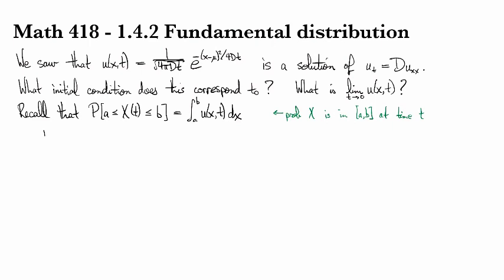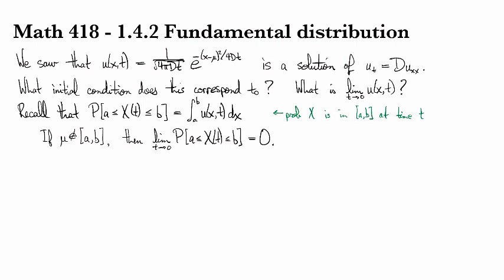So if we choose an interval so that the mean mu is not an element of that interval, so if b is less than mu or if a is greater than mu, then what happens is the limit as t goes to 0 of this probability is going to be 0.